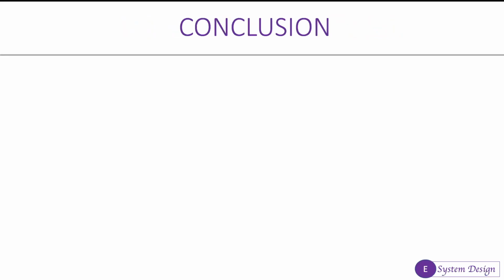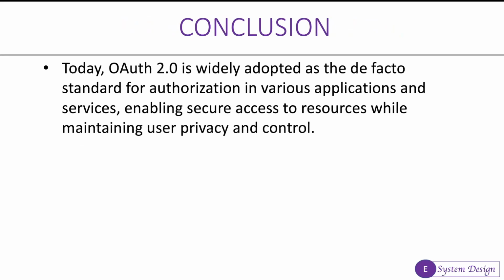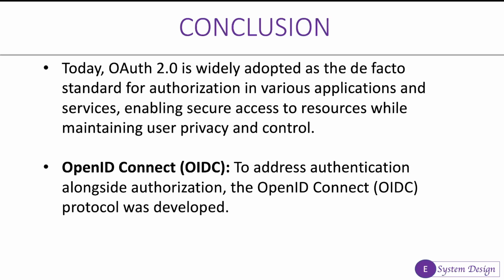In conclusion, we can say that OAuth 2.0 is widely adopted as the de facto standard for authorization in various applications and services, enabling secure access to resources while maintaining user privacy and control. To address authentication alongside authorization, OpenID Connect, or OIDC, was developed, and we will talk about OIDC in another video.